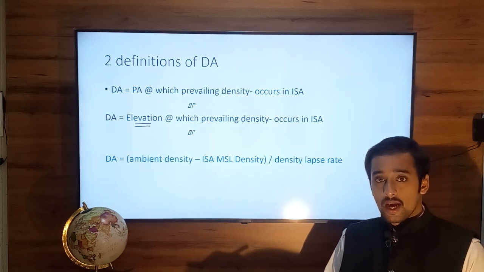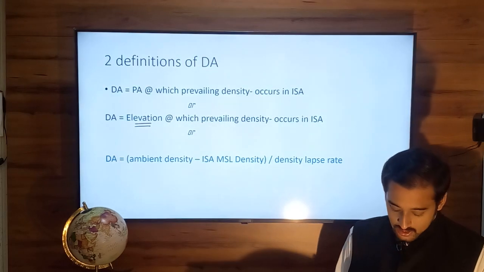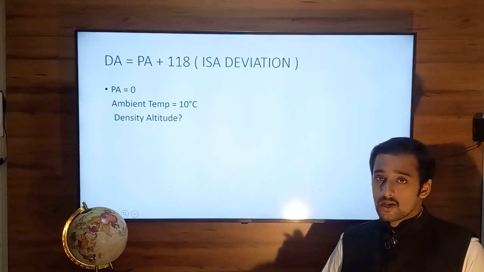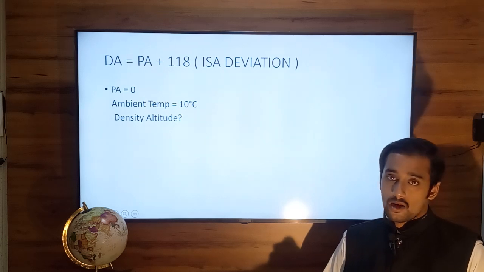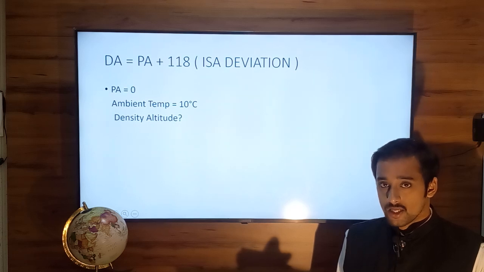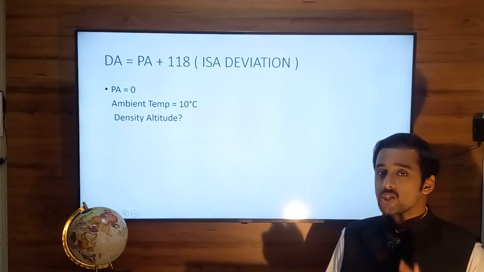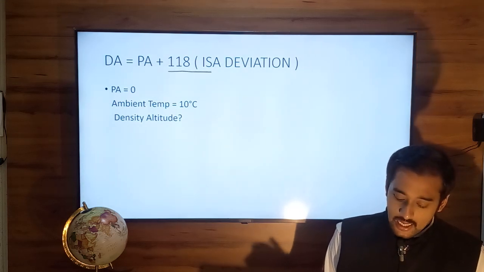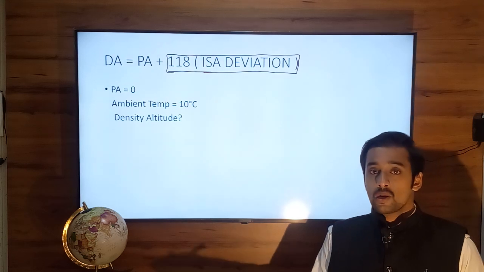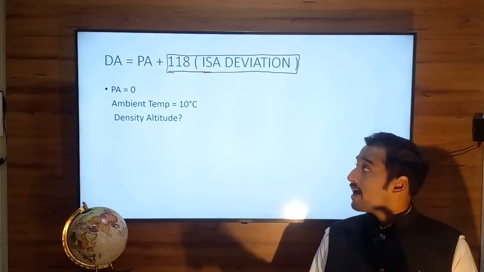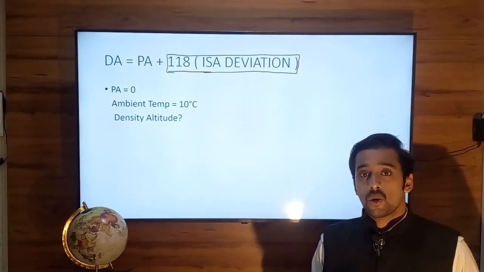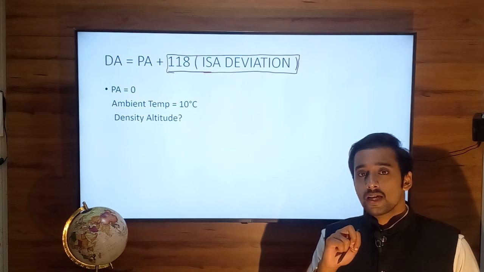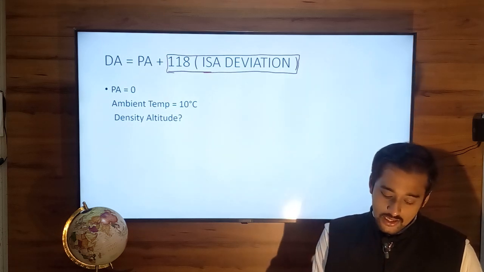Density altitude equals ambient density minus ISA density divided by density lapse rate. The second formula, which is again more important than the previous formula, is that you will get numerical sums in which you will have to find solutions using this formula: pressure altitude plus 118 into ISA deviation. So there is a relationship between density altitude and pressure altitude, right? You can obtain density altitude from pressure altitude only, and the relationship between them is 118 into ISA deviation. So density altitude can be more than pressure altitude by the value of 118 times the deviation, or it can be less. You have to remember that, as it can be an important question for DGCA. Second thing, in some books they have given 118, some other books they have given 120 instead of 118.